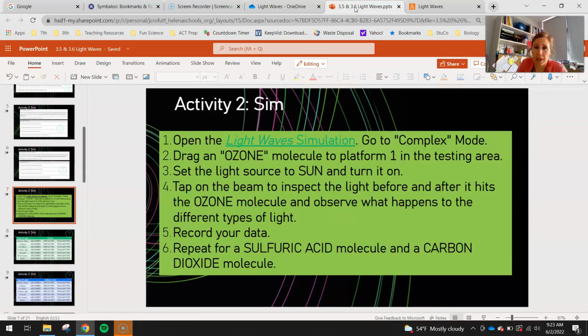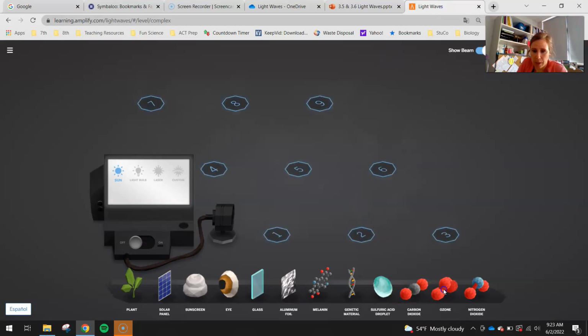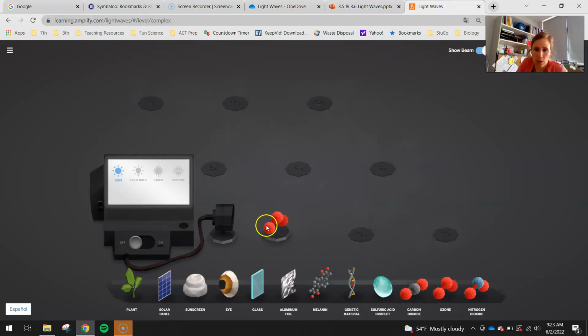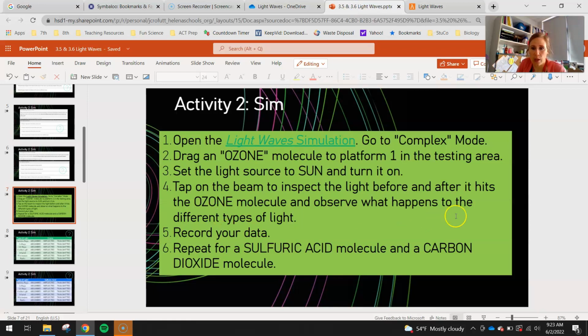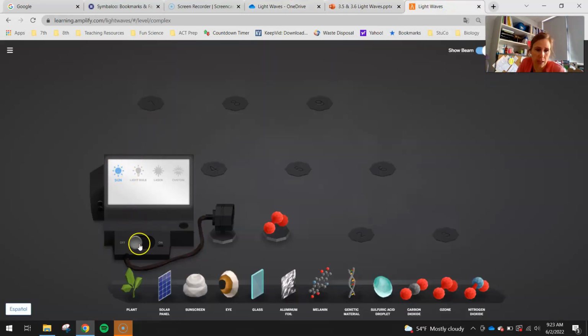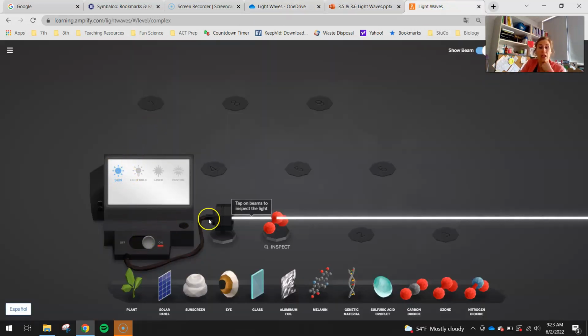Okay, we're going to start by dragging ozone to our platform here, and I'll do this one for you. Ozone is basically 3 oxygen molecules bonded together, so you can see 1, 2, 3 oxygen molecules. Okay, and we're going to set the sun source to sun and turn it on. So I'm going to do this for you. I want the sun. I'm going to turn it on. And then what I can see here is it looks like the only thing that happens with ozone is that we're going to have probably some absorbed and some that are transmitted straight through.